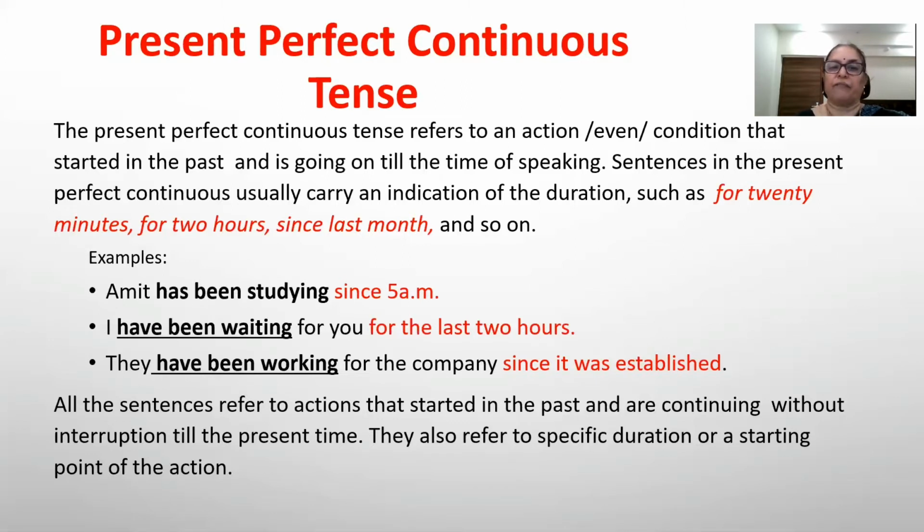So all the sentences refer to actions that started in the past and are continuing without interruption till the present day. They are continuing even today, and they also refer to a specific duration or a starting point of time. Duration: for 2 hours. Starting: since 5, since it was established. So for and since are used. That is an indication for you: when any sentence has since or for, you can write that in present perfect continuous tense.